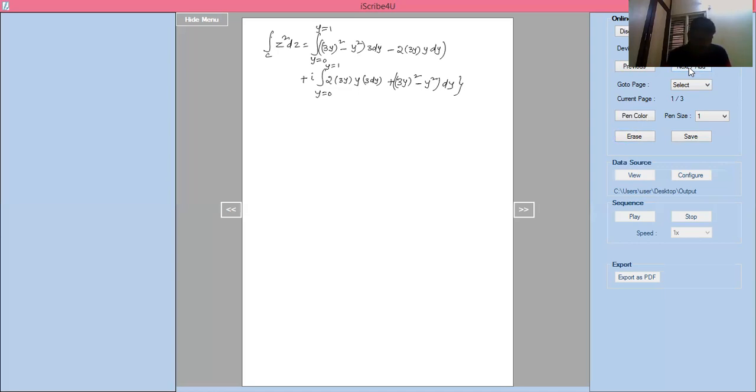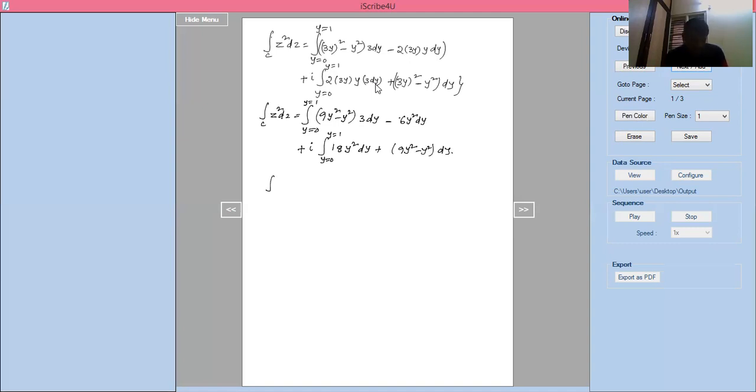So now, if you convert this, the integral of C z squared dz equals the integral from y equals 0 to 1 of (9y squared minus y squared) into 3 dy minus 2 into 3y into y, which is 6y squared, into dy, plus i times the integral from y equals 0 to 1 of 2 into 3y into y, which is 6y squared into 3, that is 18y squared, into dy, plus (9y squared minus y squared) into dy. Here 3 into 3 is 9, and 9 into 2 is 18.